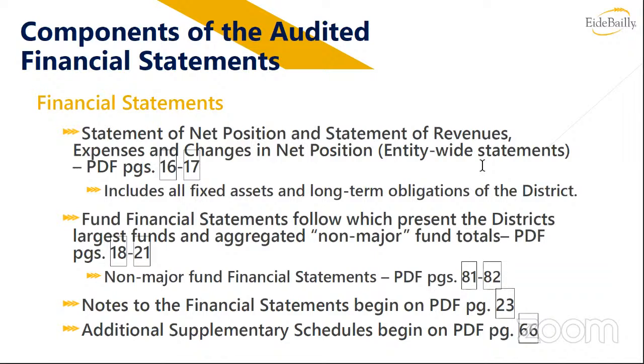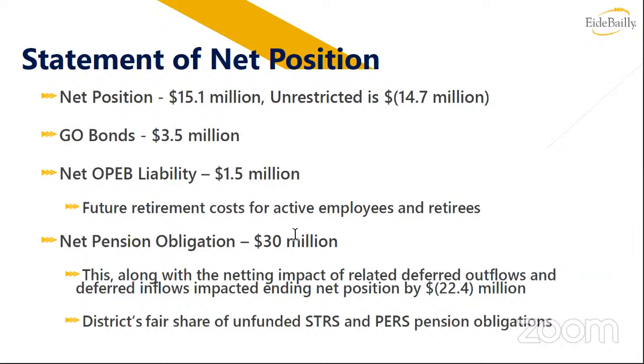And we're also going to look at the financial statements, and we'll look at the supplement. Well, we won't look at any additional supplementary schedules. That's not on the agenda. So if we move to the statement of net position, the district's net position ended at $15.1 million, and the unrestricted part of that was negative 14.7 million.